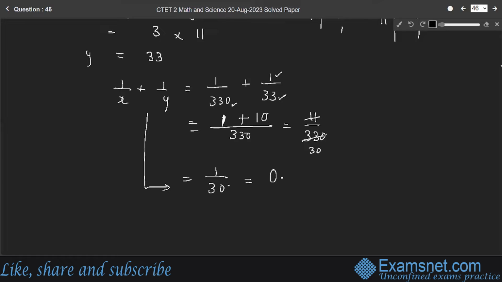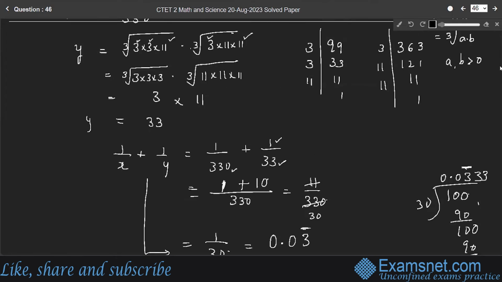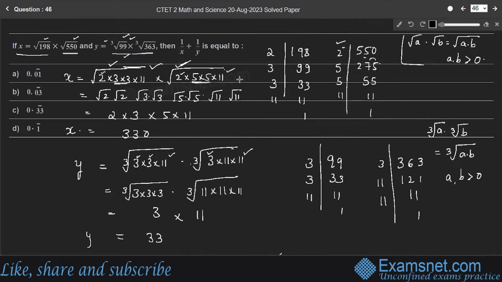So 0.0. Right? So 1 by 30 means 0 point, then 0. So here comes 1 0. 3. So 30 into 3 is 90. So 10 is the remainder. So we can take one more 0. So it continues. 90 is the remainder. Again we get 10 as the remainder. Right? So 30 into 3. So 0.03 and this will continue. Right? 0 recurring decimal. Right? Therefore 0.03 recurring. Right? Option B is the right answer.